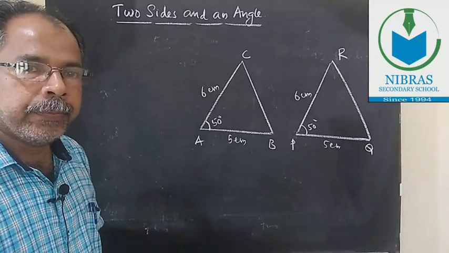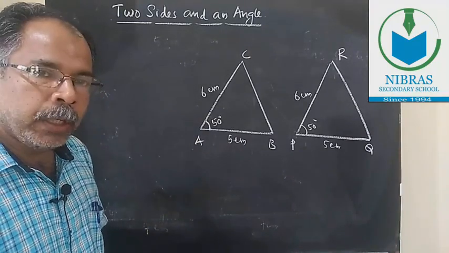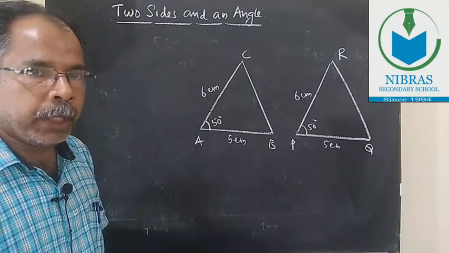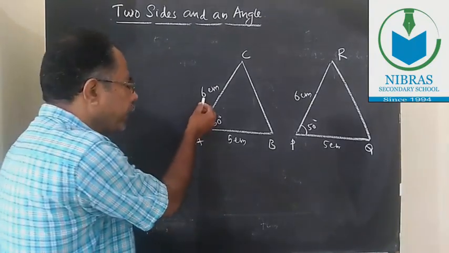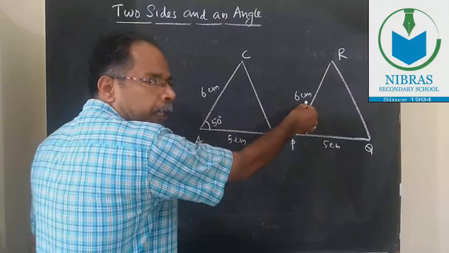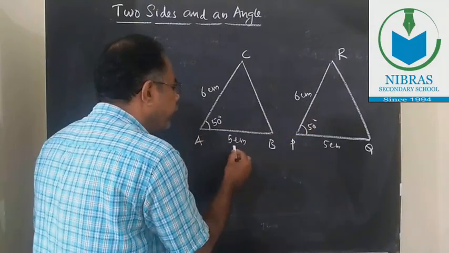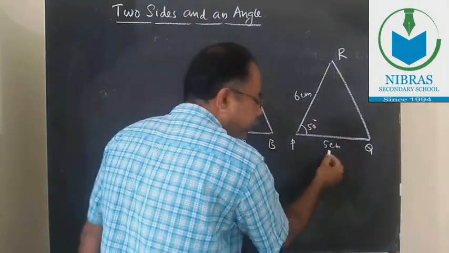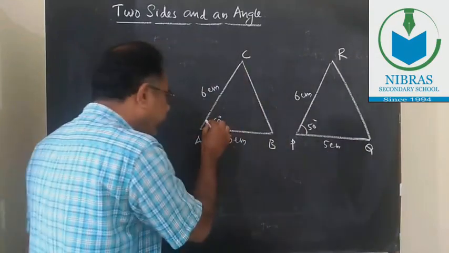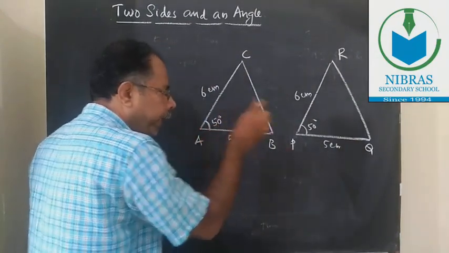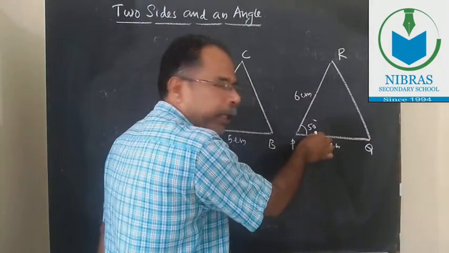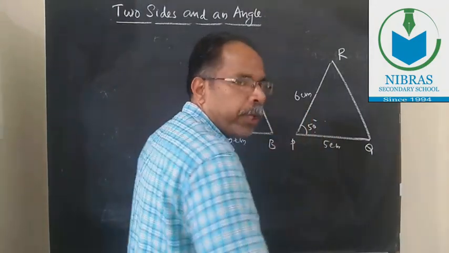You say, are these triangles equal? Equal. Okay? Why? Here the length of this side is 6 centimeter. Here this side is 5 centimeter long, this side also is 5 centimeter long. The angle between the two sides is 50 degree, and here also it is 50 degree. Therefore, these two triangles are equal.